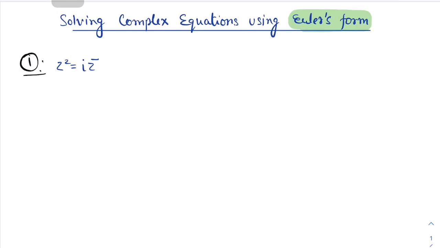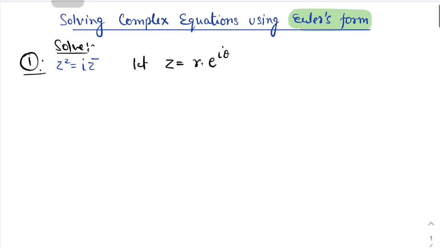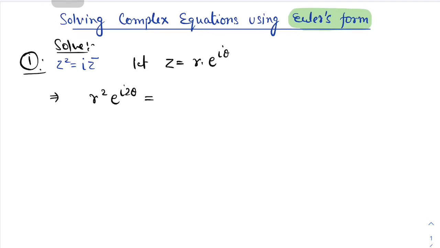The question says we have to solve for the complex number z, where z square is equal to iota times the conjugate of z. Okay, so let us consider that complex number z to be r into e to the power iota theta, a complex number whose modulus is r and whose amplitude is theta. If we put this complex number z into our equation, we get z square, that is r square e to the power iota theta whole square, which becomes e to the power iota 2 theta, and is equal to iota.